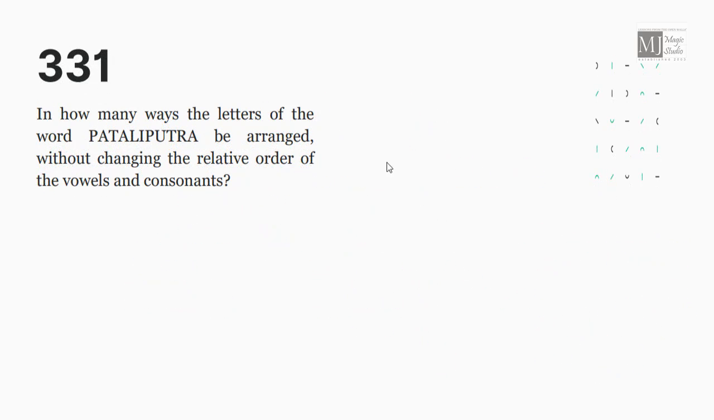In how many ways can the letters of the word Patliputra be arranged? Let us count. 1, 2, 3, 4, 5, 6, 7, 8, 9, 10, 11. So we have 11 letters. A few are alike. A 3 times, P 2 times. Then we have T occurring 2 times. Then we have L, I, L, R.